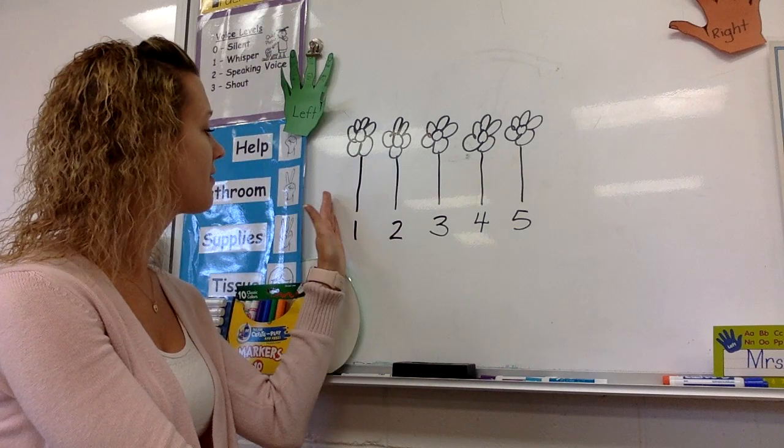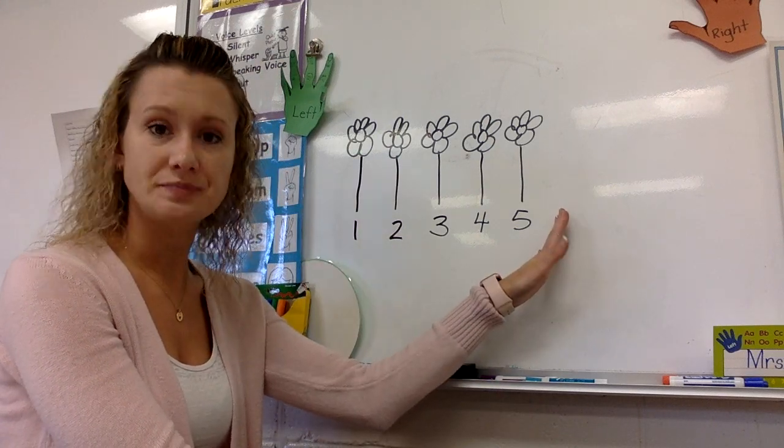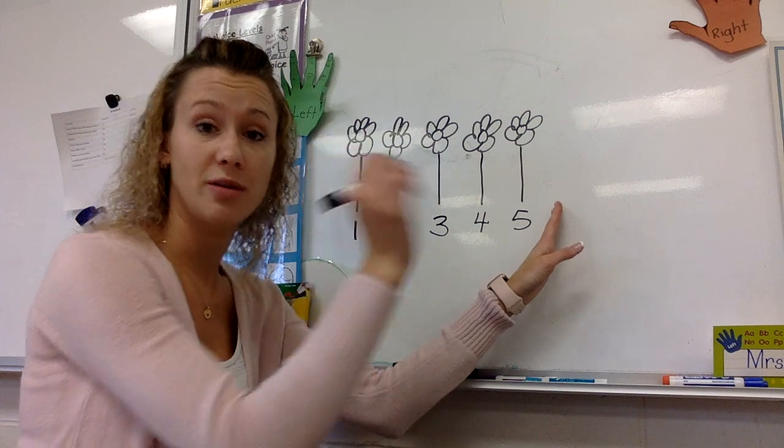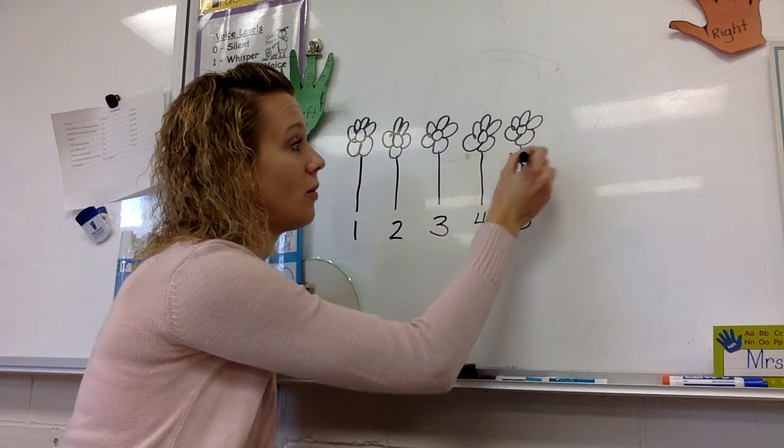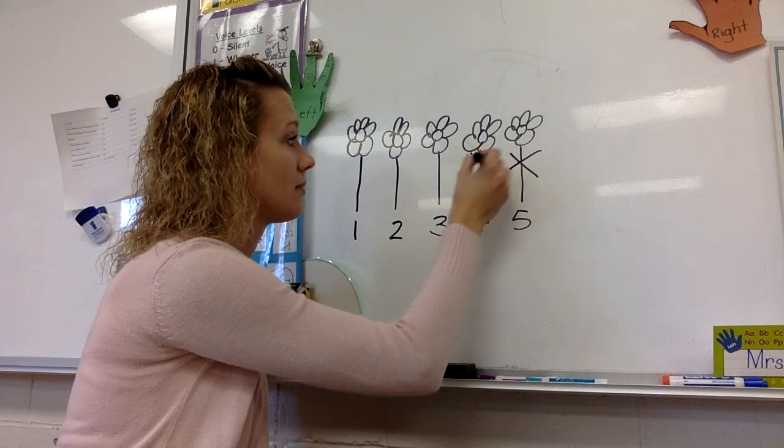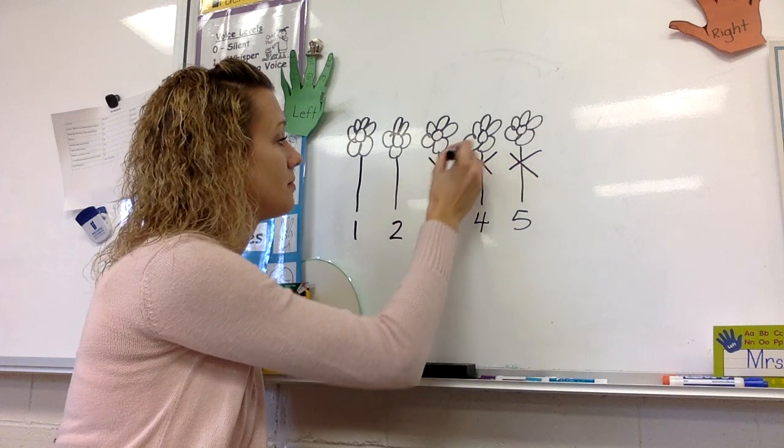And we're going to cross them off. Do we start at the front or do we start at the back? We start at the back. Cross 3 off with me. Ready? Go. 1, 2, 3.